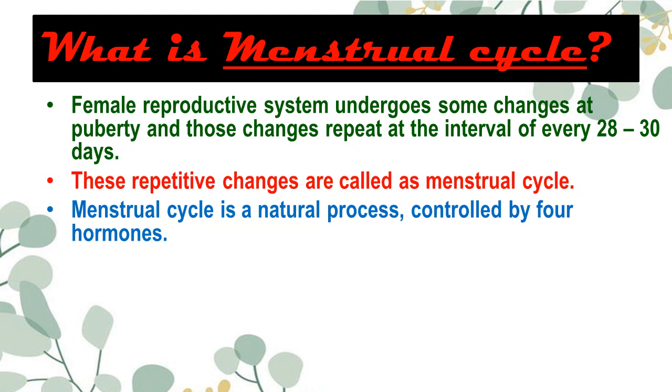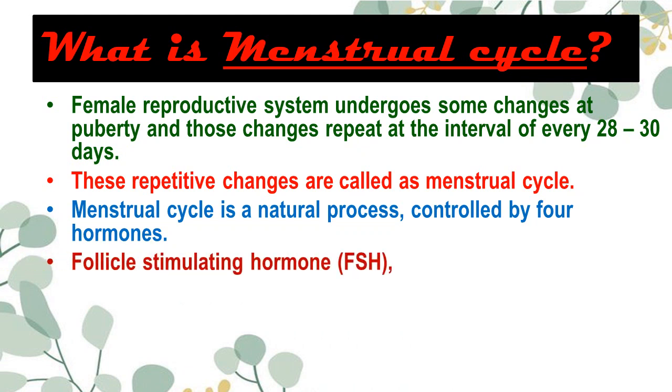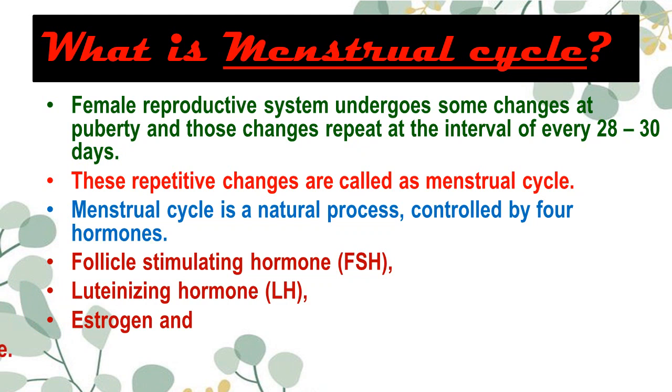Okay, now let us see what are the 4 hormones which are responsible for menstrual cycle. Okay, so the first hormone is follicle stimulating hormone or FSH. Next is luteinizing hormone LH. Then estrogen and progesterone. So these are the 4 hormones which control the menstrual cycle.